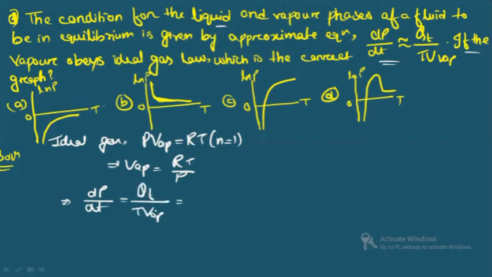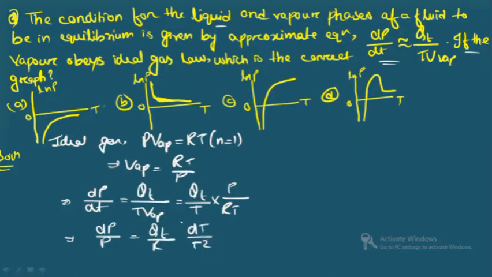Now if I substitute V vapor's value here, you can write it as QT by T into P by RT. All right. So from here you can write dP by P equals QT by R, and here you can write dT by T square. Now if you integrate both sides, I am taking the initial pressure to be P naught, final to be P, initial temperature to be T naught, final to be T.